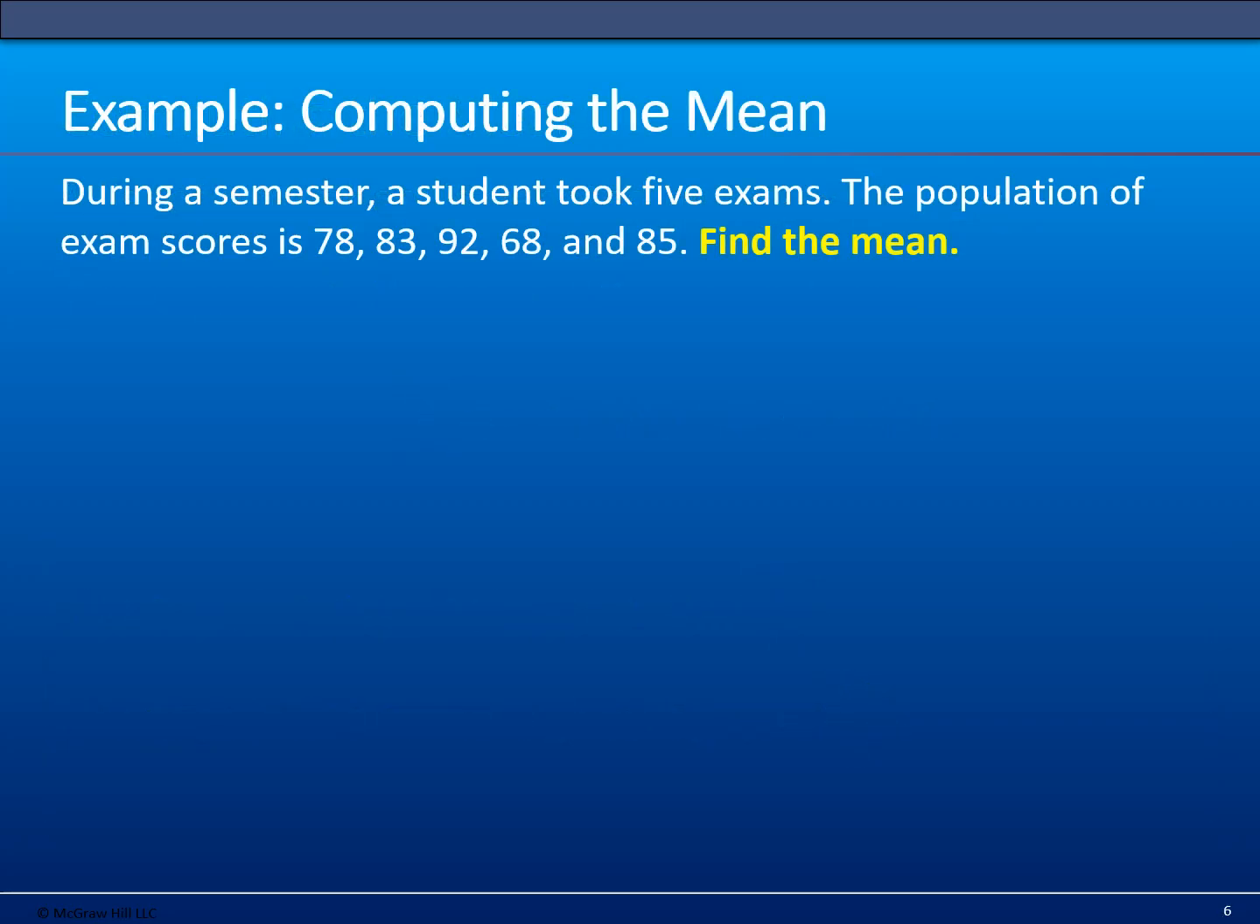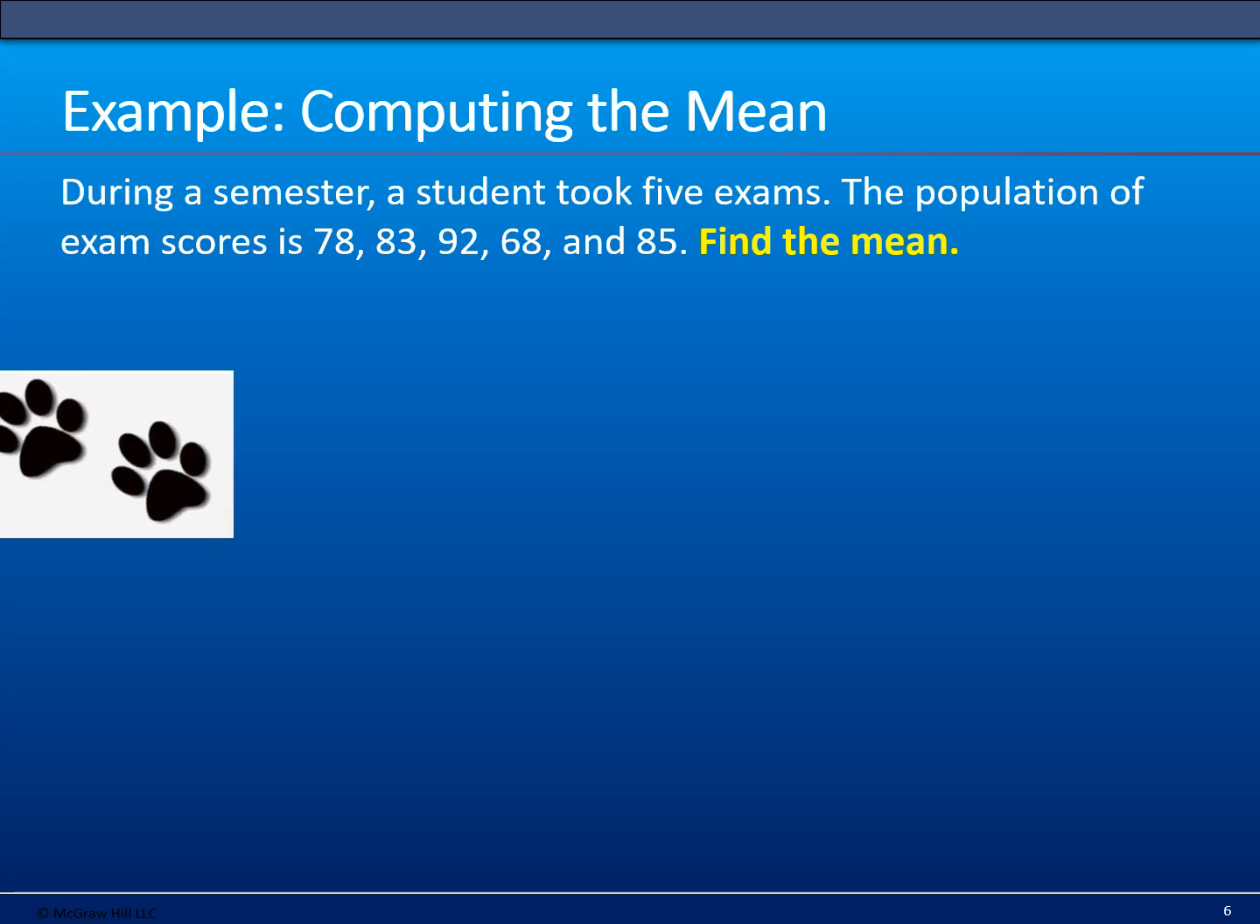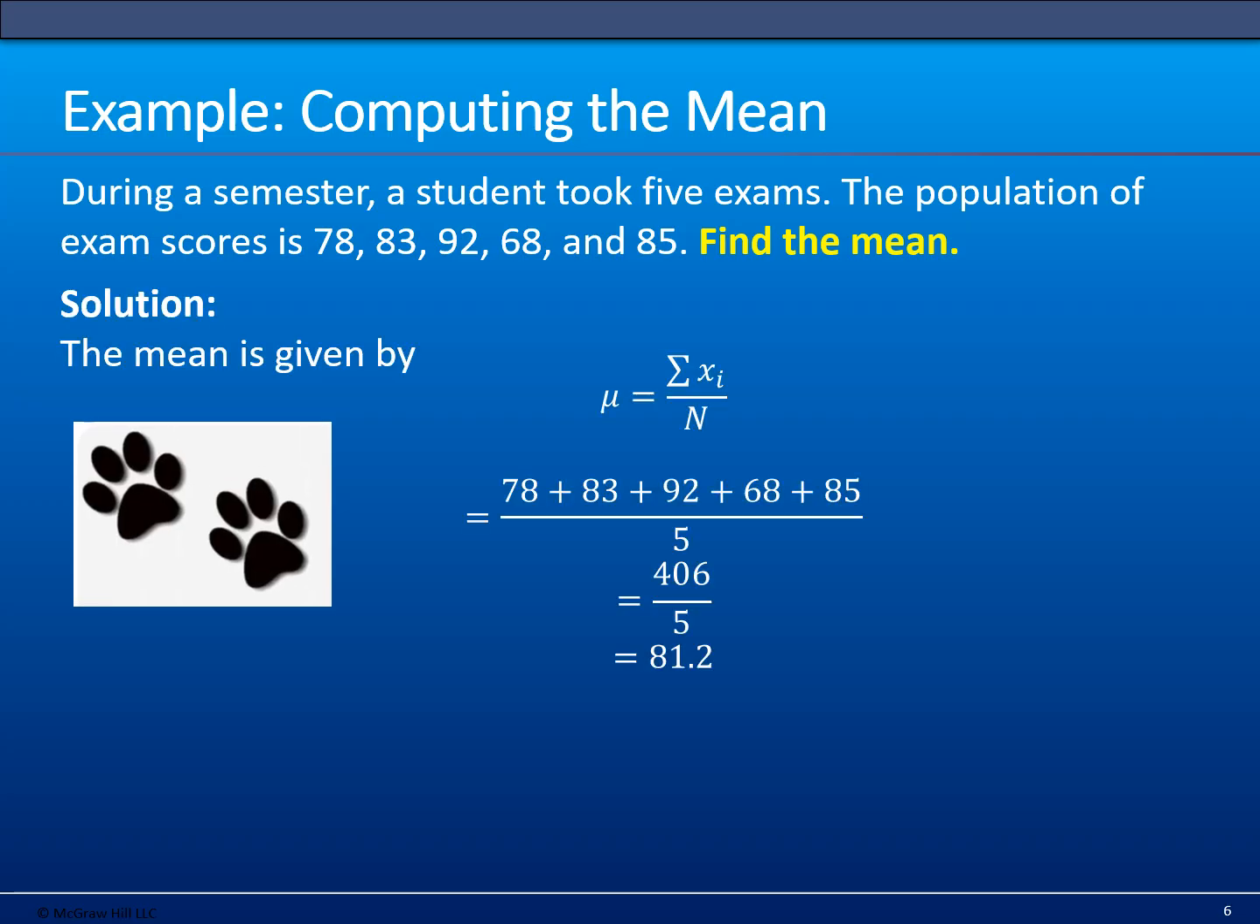So let's try one here. During a semester, a student took 5 exams. The population exam scores are 78, 83, 92, 68, and 85. Find the mean. It's a good time to hit the pause button and see if you can calculate that. So again, we're just going to add up all of those numbers, divide by 5, and you can see we get 406 over 5, which gives us a mean of 81.2.